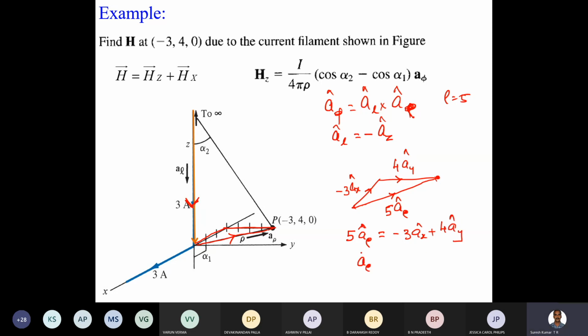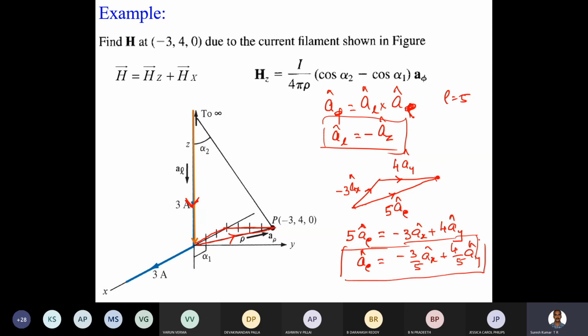What do you want? You want the unit length, the arrow vector. So the arrow vector is minus 3 upon 5 AX plus 4 upon 5 AY. Done. That's all. So you have calculated AL, you have calculated the arrow vector. Now you need to do the cross product.